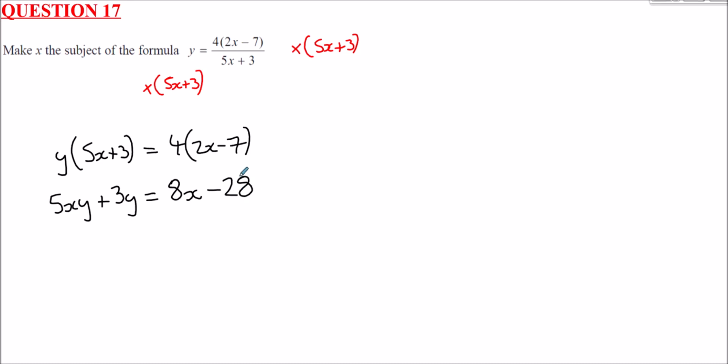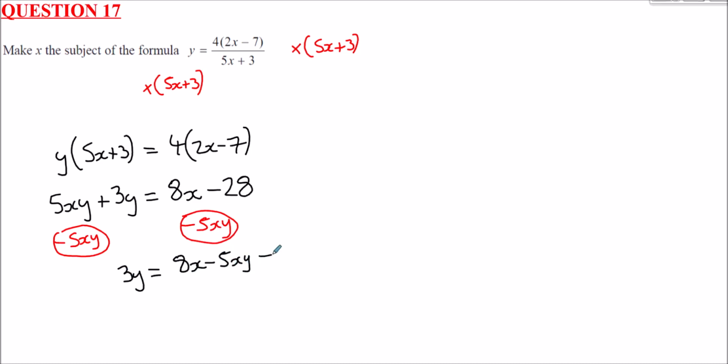Now, if x is a subject, we only need one instance of x. So here we've got two instances. We've got x stuff here and x stuff there. We need to get them all together and then get them all into one group. So I need to get them to the same side of the equation. So what I'm going to do here, I'm going to get rid of this 5xy on the left by subtracting 5xy. But if I do that to the left, I must do the same to the right to keep it balanced. So after this step, I'll have 3y equals 8x minus 5xy minus 28.